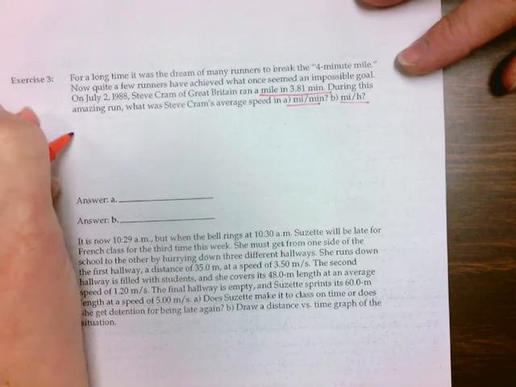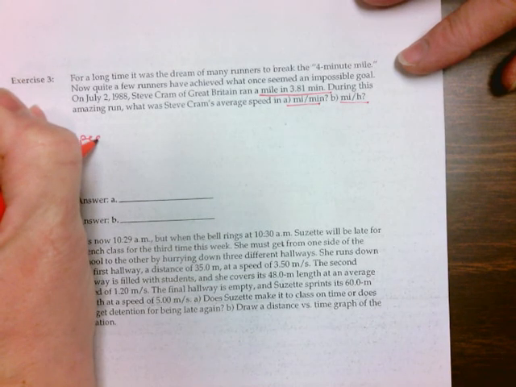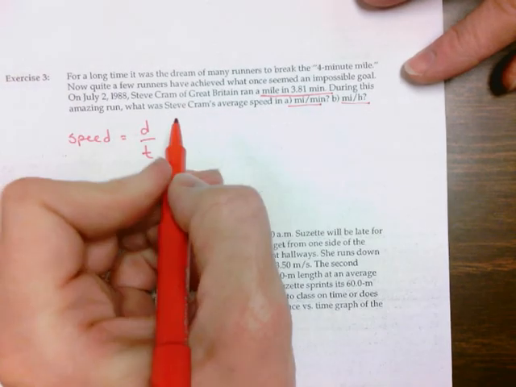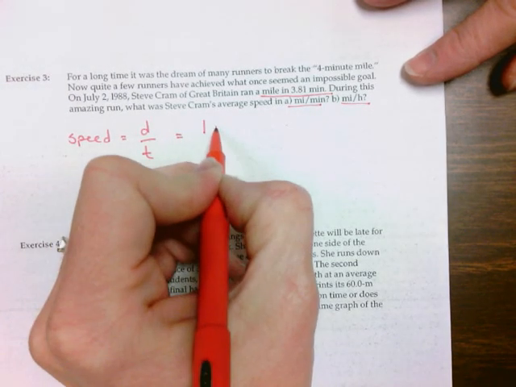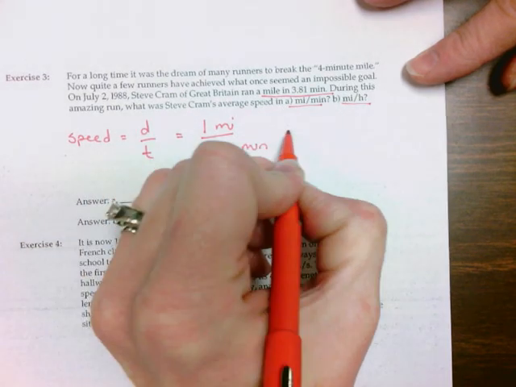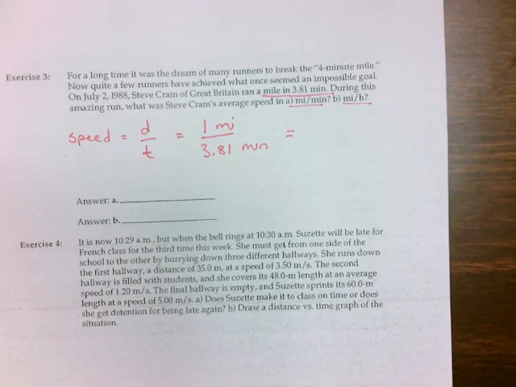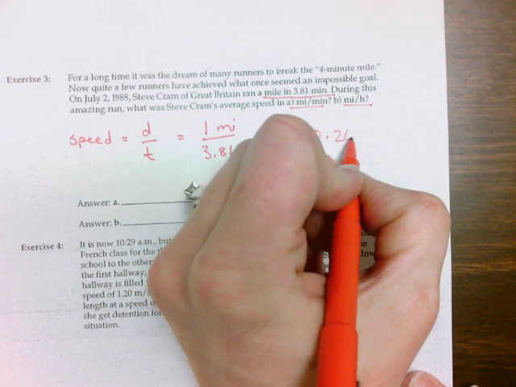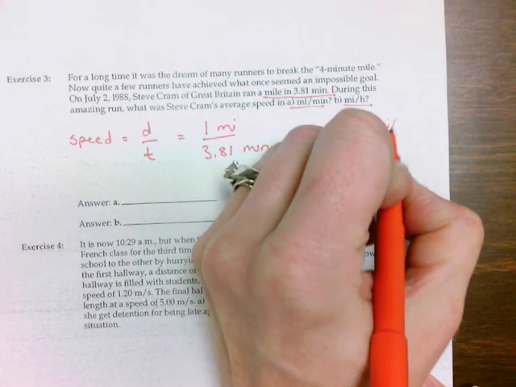So we're saying speed here, we're going way back to the beginning. Speed is distance divided by time. Well, he does 1 mile in 3.81 minutes. 1 divided by 3.81. Not so hard. We do need a calculator for this. So 0.262, let's say, miles per minute.